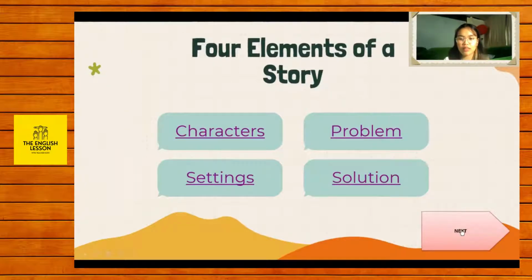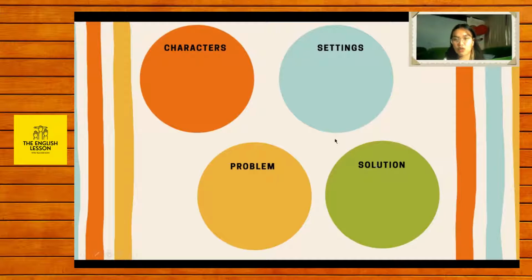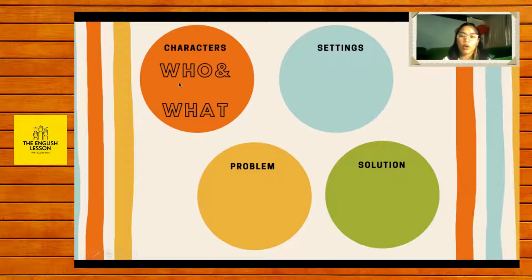Next, we will be having a review. So again, there are 4 elements of a story, okay? The first one is the character, then settings, problem, and the last one is the solution. As a review, we will be clearing things out. In the character, we will be answering the questions who and what. Who is the main character in the story? What is the main character in the story?